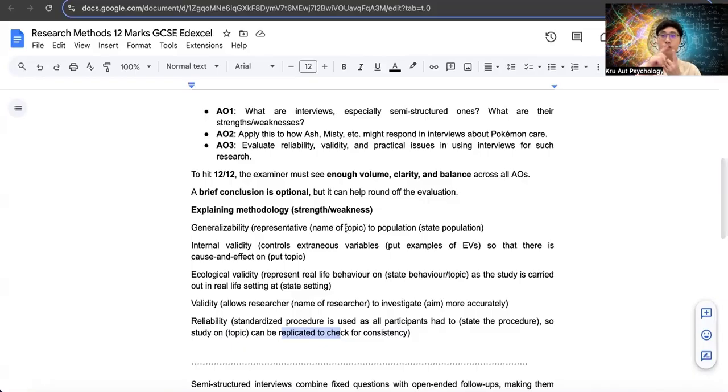Sometimes it's like two strengths or two weaknesses, or one strength and one weakness. We just need to pick the relevant methodology for evaluating the research. I'm just going to be talking about the research today.